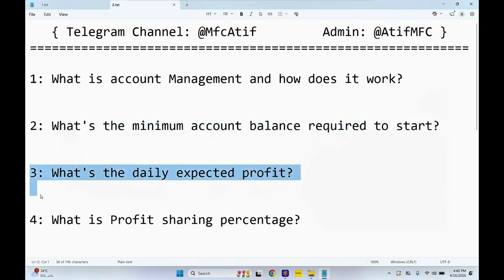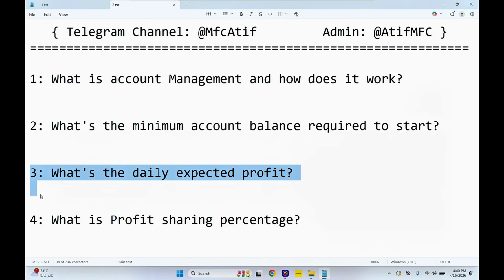Question number 3 is what's the daily expected profit? So guys, our daily expected target is around 10 to 20%. It depends on market conditions. Sometimes we will have 2 or 3 trading setups in a single day and sometimes we will have no entry in the whole day. So guys, our daily target will be around 10 to 20%.